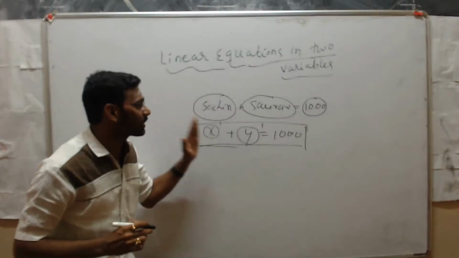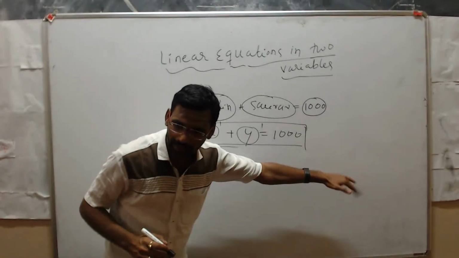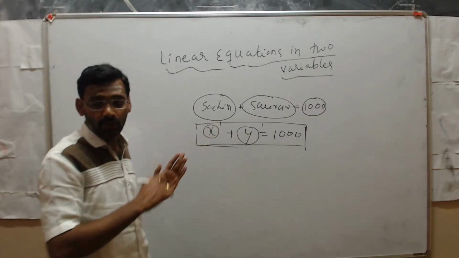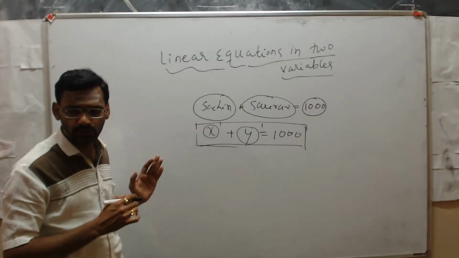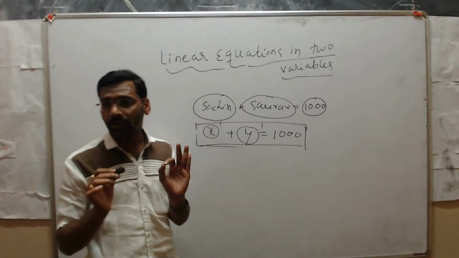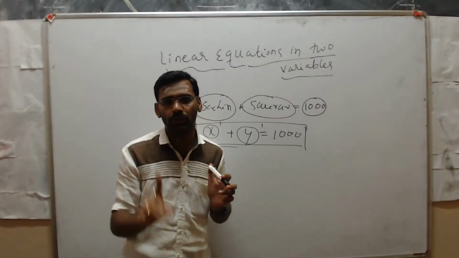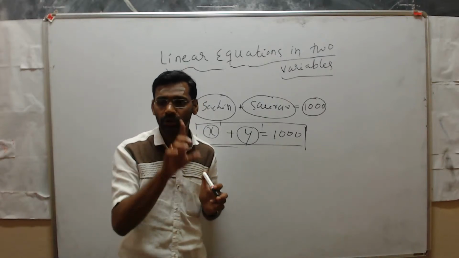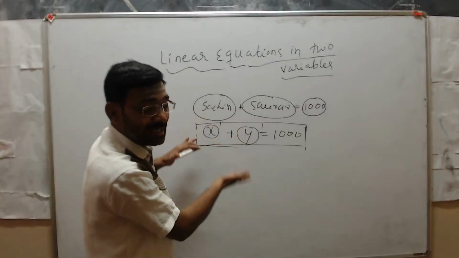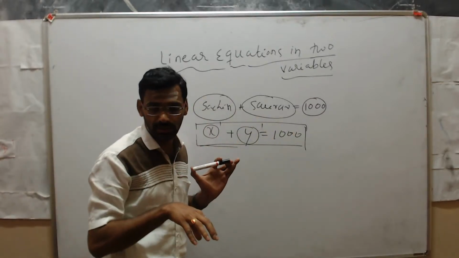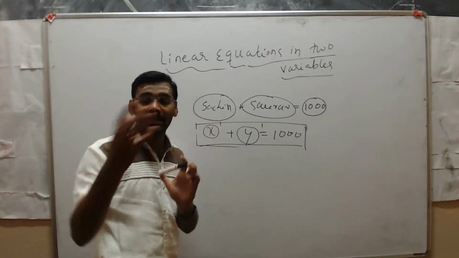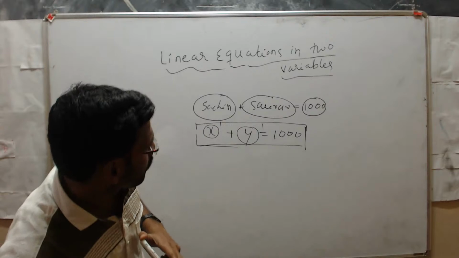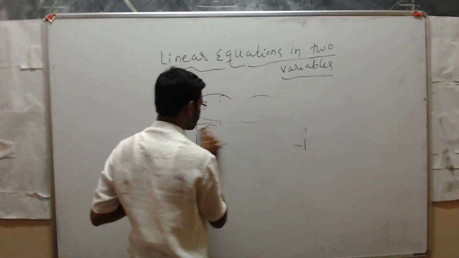Yes, it is a linear equation in two variables. So, how can we find the solution? A linear equation in one variable has only one solution, a unique solution. What about a linear equation in two variables, how many solutions does it have? And how can we represent the solutions of a linear equation in two variables on the Cartesian plane? Okay, Sachin and Saurabh.